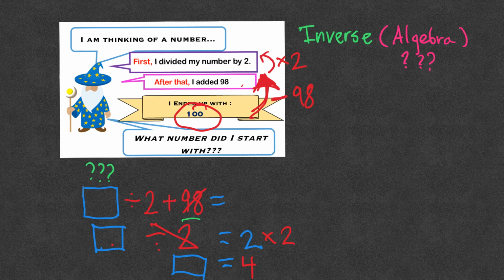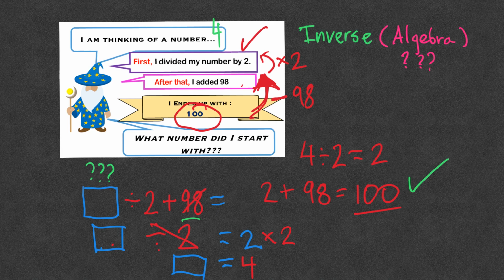So now we're going to check it using the inverse. So 4 divided by 2 gives me 2. Yep. 2 add on 98 is undisputedly 100. Therefore, the wizard was thinking of the number 4. And before we finish, let's have a look at 2 more problems.